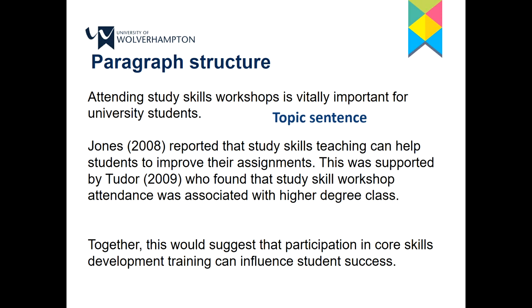And then you back that up with your supporting sentences. "Jones, 2008, reported that study skills teaching can help students to improve their assignments. This was supported by Tudor, 2009, who found that study skills workshop attendance was associated with higher degree class." You've got slightly longer sentences here, and you're bringing in the evidence and proof to support your initial statement. And you can round all that off with a concluding sentence. "Together, this would suggest that participation in core skills development training can influence student success." This is a summary of what you've been saying.